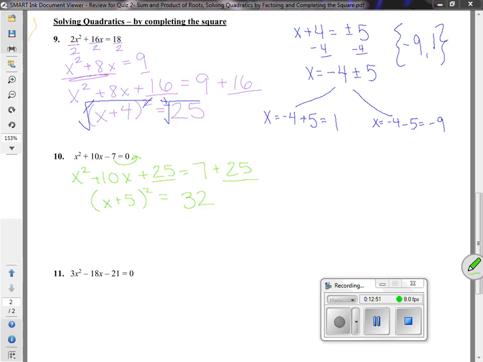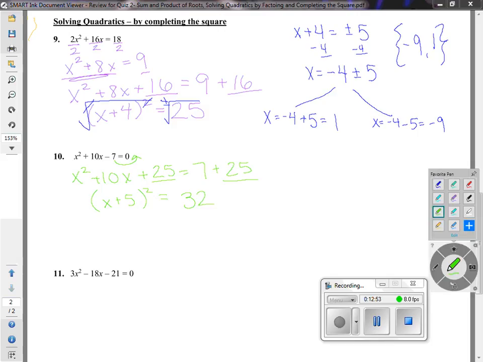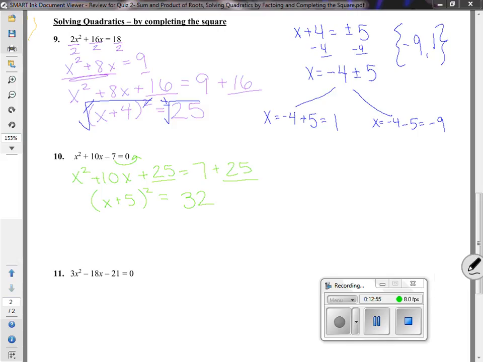So in order to get rid of the square, you have to do what? Square root both sides. Because we're not going to leave the square, so we have to simplify it. So square rooting and square, that cancels, so I get x plus 5 equals plus or minus. So 32 does not take the square root evenly. You don't get a whole number when you take the square root of 32. So what perfect squares go into 32?